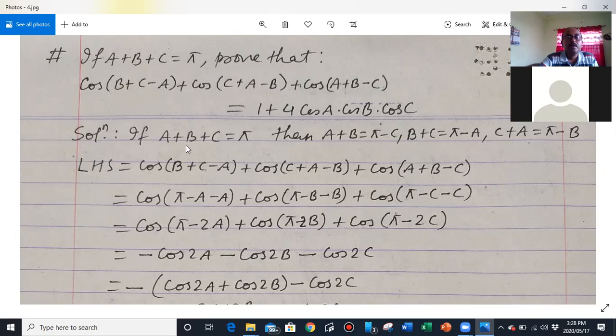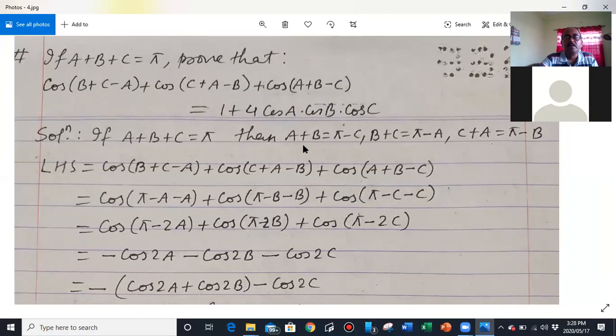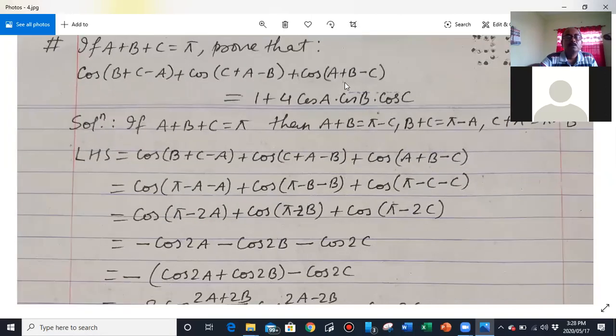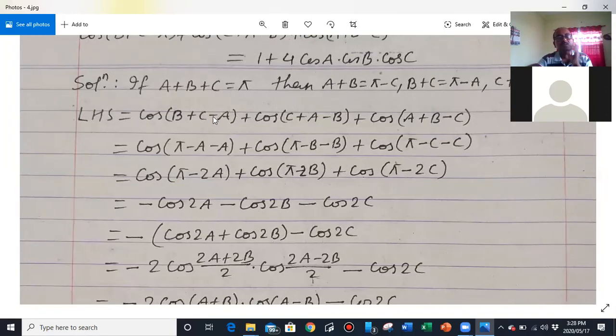Again, if a plus b plus c equal to pi, then a plus b is pi minus c, b plus c is pi minus a, and c plus a is pi minus b. So we will use this in this solution. Cos(b plus c minus a), this is LHS. So b plus c is pi minus a, minus this a. C plus a is pi minus b minus b. A plus b is pi minus c minus c.